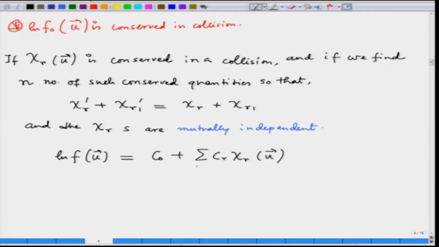Of course, here we are just assuming that we have found all the conserved quantities. So, basically chi r will form a basis, and any arbitrary conserved quantity in an elastic binary collision will then be expressible in terms of this. So, the C0 can be absorbed inside the summation, and then you have to just write r running from 0 to n and chi 0 should be just 1. In this way you can write the whole thing.